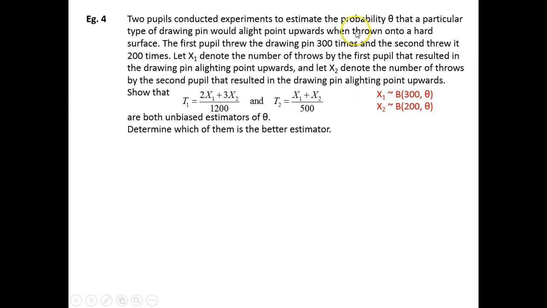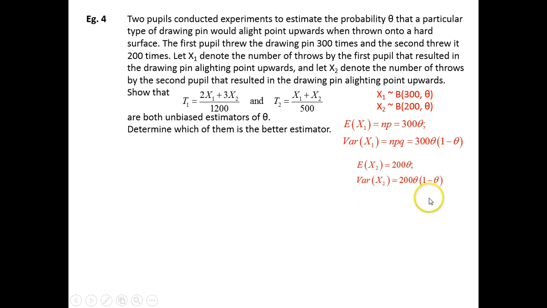So first of all, write down what you know. X1 is distributed binomially with 300 as our n and theta as our probability, and X2 is also binomially distributed with 200 as n and theta as our probability. Therefore, the expected value of X1 would be np, and the variance of X1 would be npq. The expected value of X2 would be np, and the variance of X2 would be npq, so 200 theta (1 minus theta).